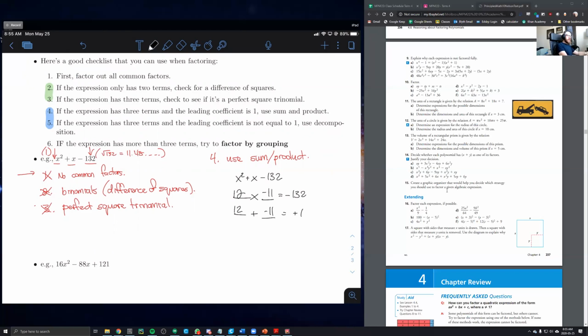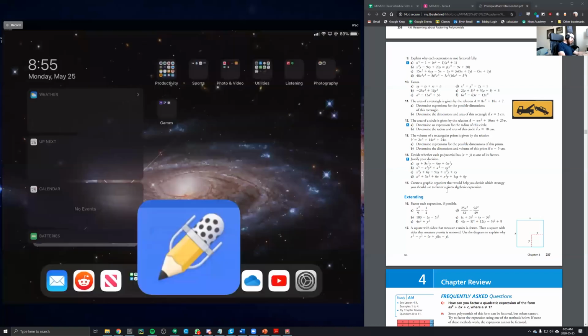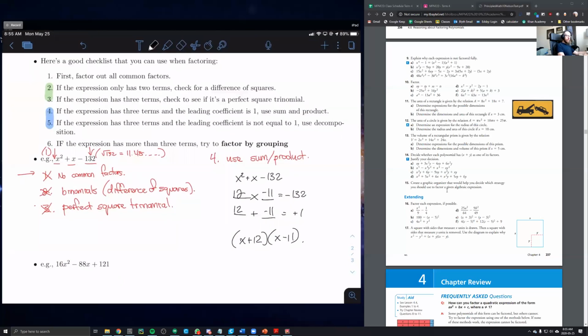Okay, and then because it's sum and product, we just write our answers down, right? This one's nice and easy. So we have x plus 12 and x minus 11. And that's it, we're done.